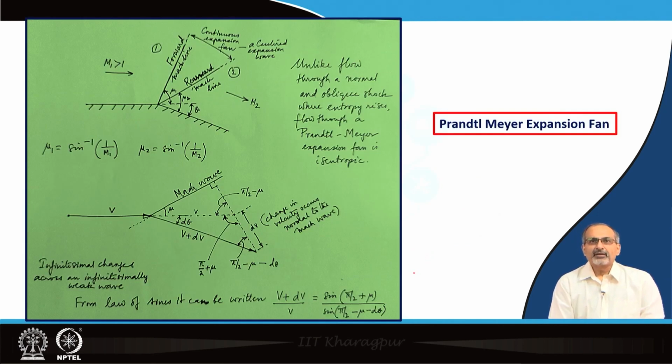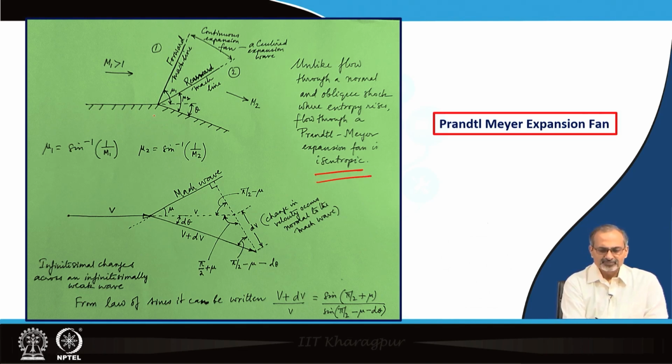We will discuss the Prandtl-Meyer expansion fan. Unlike the flow through a normal and oblique shock where entropy rises, flow through a Prandtl-Meyer expansion fan is isentropic, and you find that the flow is moving past a corner and expanding through the fan. There is a forward Mach line and a rearward Mach line indicating the beginning and end of the continuous expansion fan, and these angles mu 1 and mu 2 are defined in terms of the upstream and downstream Mach numbers which occur across the fan.